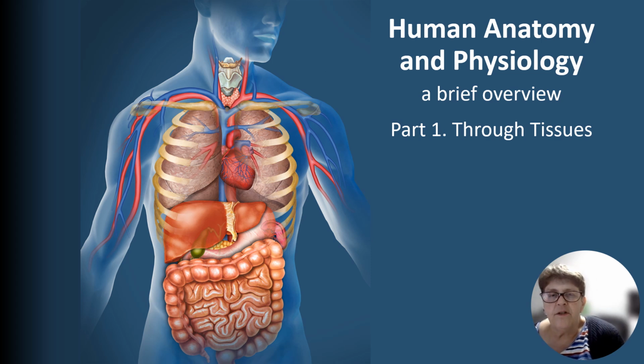Today we're going to start the module on human anatomy and physiology. So this is a brief overview of human A&P, and the first part of the notes is going to start with some directional terms, feedback systems, and go through some of the basics that you need to know to understand human anatomy and physiology. The second part of the notes is going to go through the systems, so each system of the body.